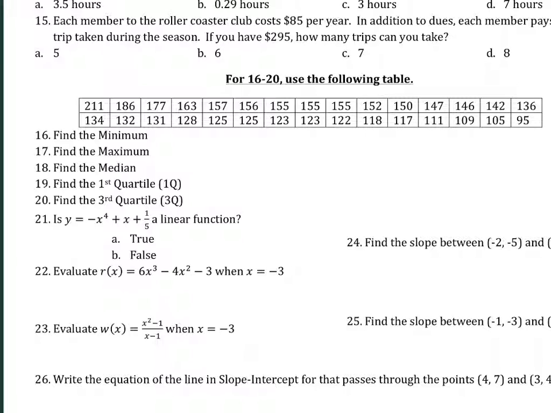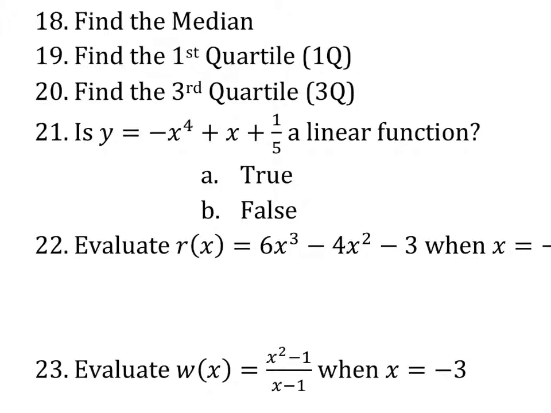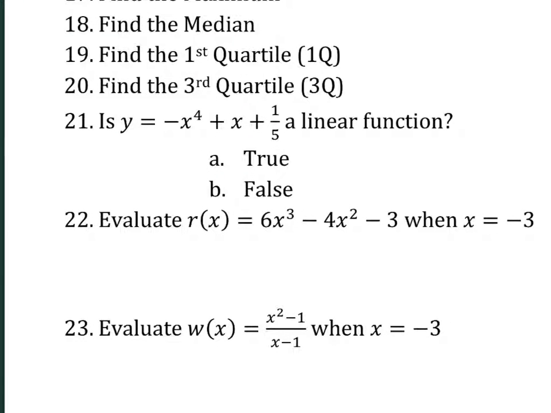Number 21, let's zoom in on this guy here a little bit. Okay, number 21 just simply asks, is y equals negative x to the fourth plus x plus 1/5 a linear function? True or false? Is this a linear function? This is usually a telltale sign whether it is or whether it isn't.